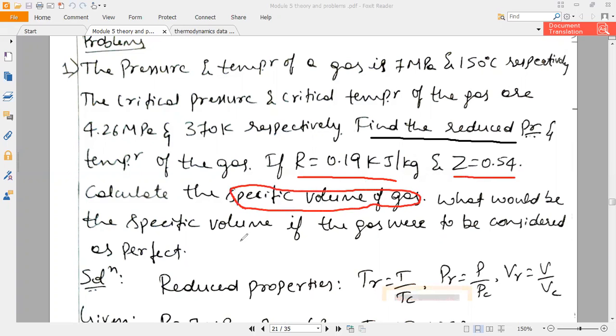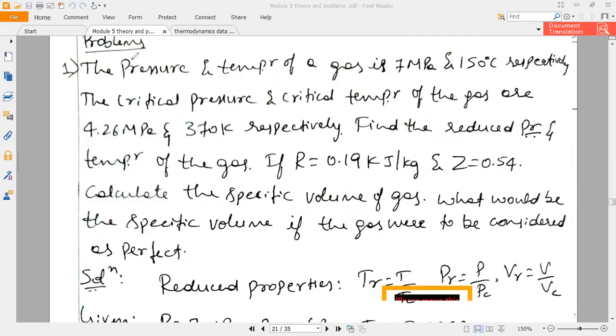What would be the specific volume of the gas if it is considered as a perfect gas? Okay, this is a very simple problem. First, I'm going to tell which things are given in the problem. This is the existing pressure and temperature. The data is given.